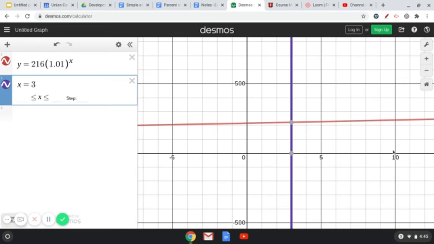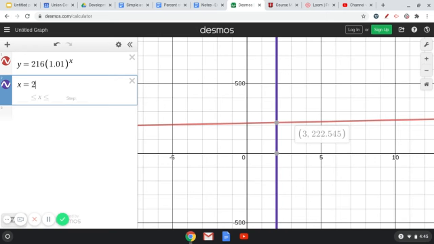How about when x is 3? That's 222,000. That's pretty close. What about when x is 2? That's about 220,000. So we can estimate this by saying around year 2, the population was 220,000.